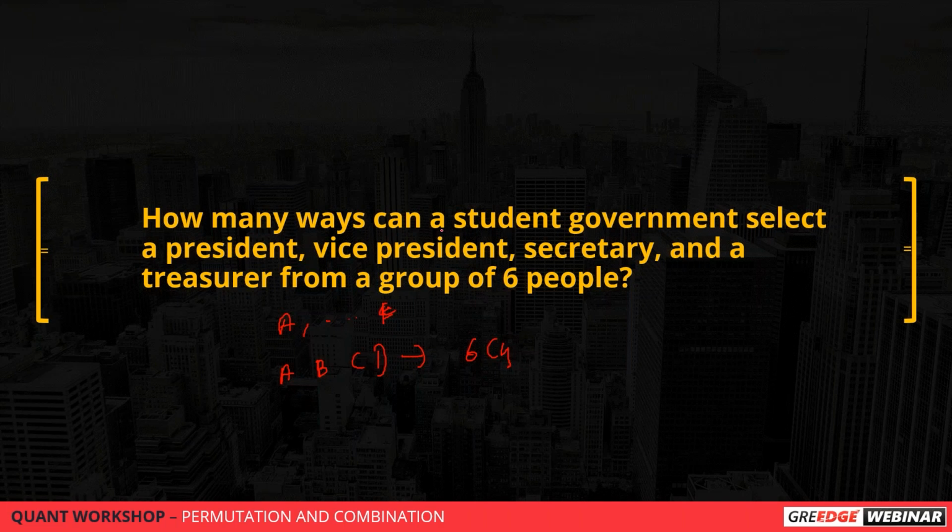But if you look at it, it is also asking you to check how many different ways you can form a government. For example, I can say the president post can go to A, vice president can go to B, secretary can go to C, right? And the treasurer may go to D. That is one case. But is it over? No. I can shuffle the positions.